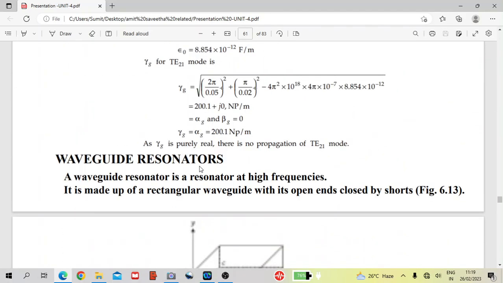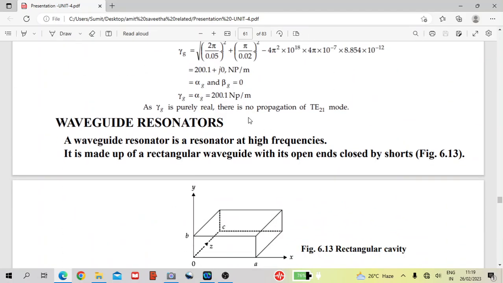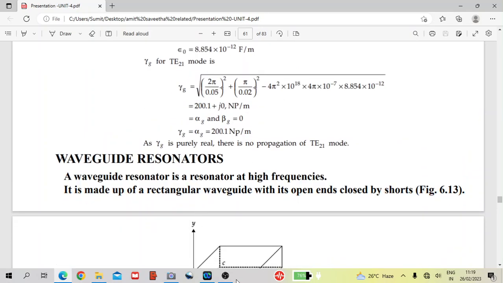These are some of the numericals, you can go through them. In the next class we will do waveguide resonators.